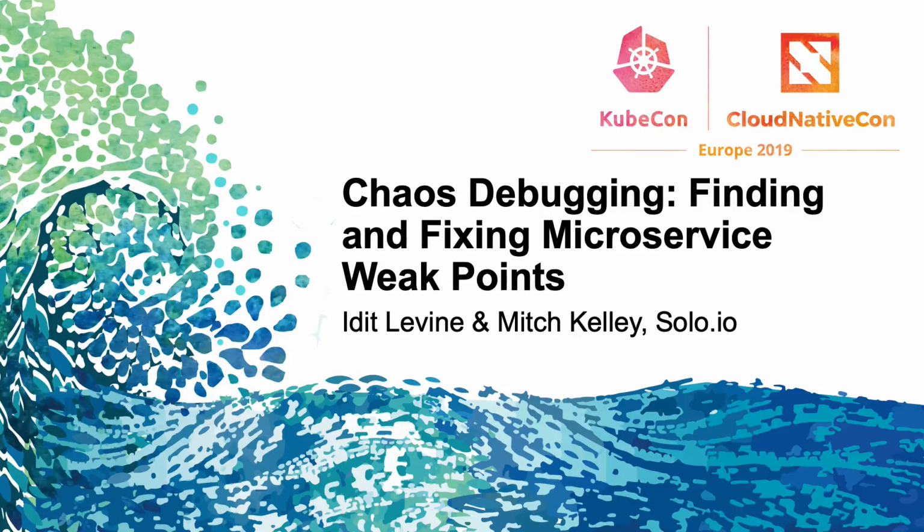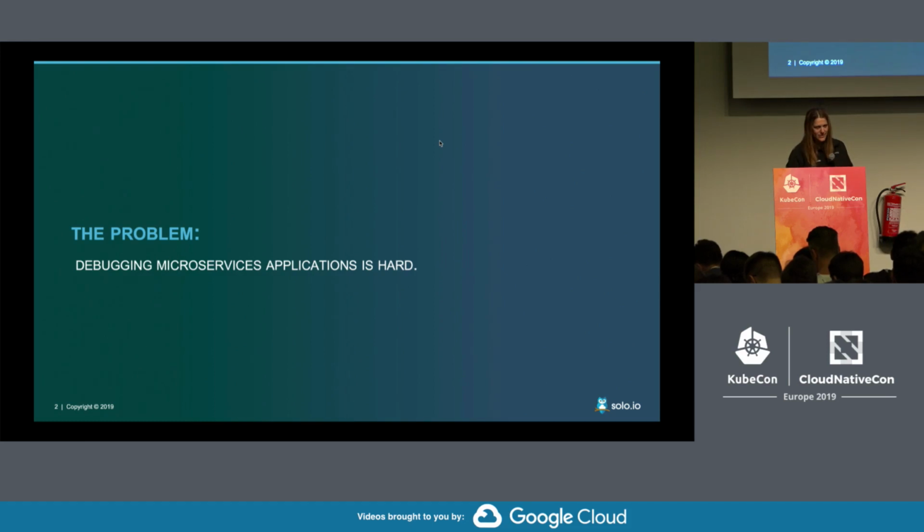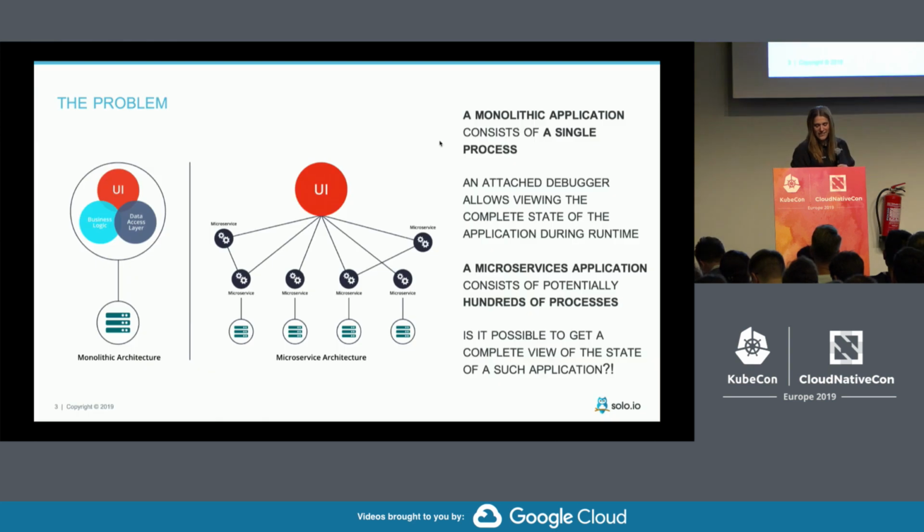I think we have tons of material to cover and also a lot of demos, so we'll start going fast. So, chaos debugging. Before we start, let's frame the problem. Why are we all here? The reason we're here is because it's really hard to debug a distributed application, right? So let's understand why.